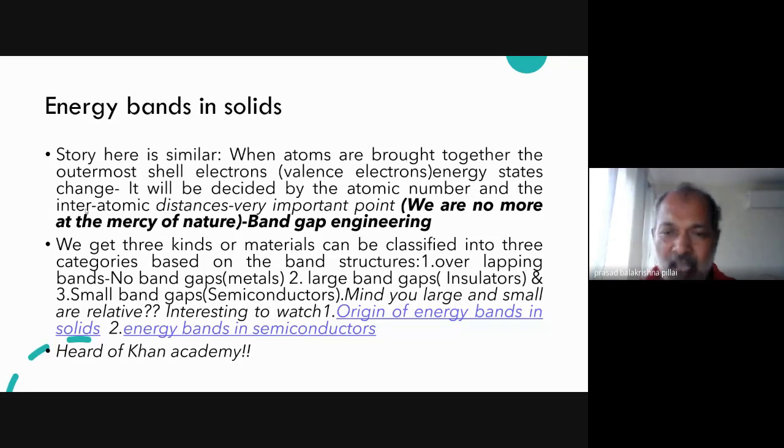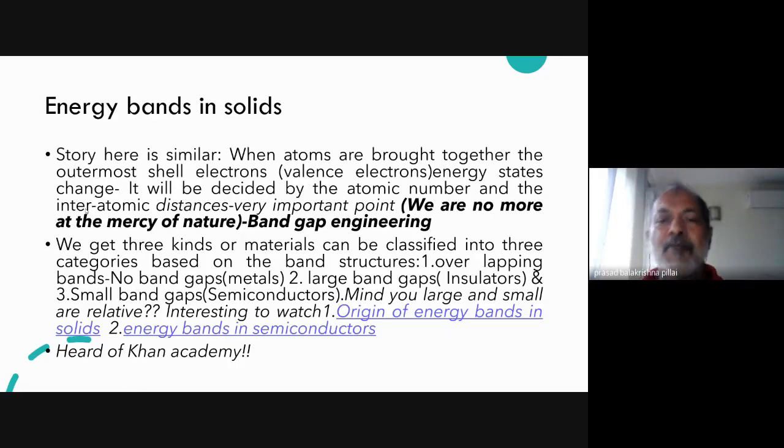As we go further, we will see that the energy band structure is the most important thing in semiconductor device characteristics. If I can change the band gap according to my application, a lot of things can be done. In fact, you have a paper on optoelectronics, where you will be studying the importance of band gap engineering and how the band gap can be changed or controlled as per the application.